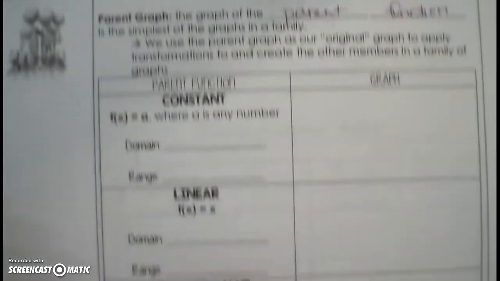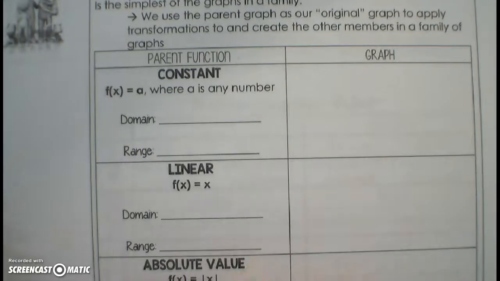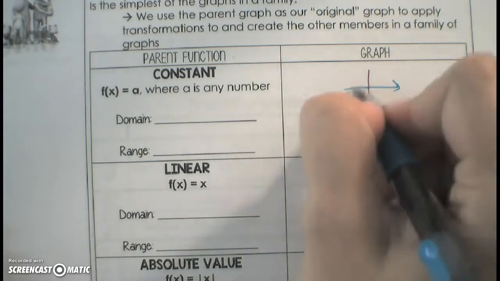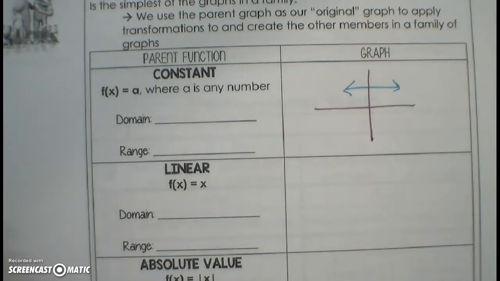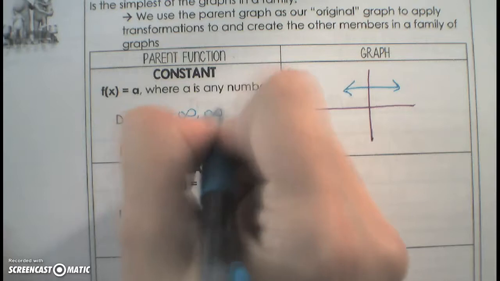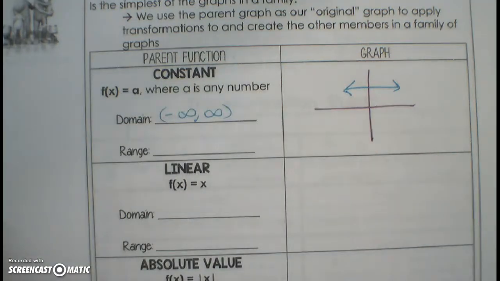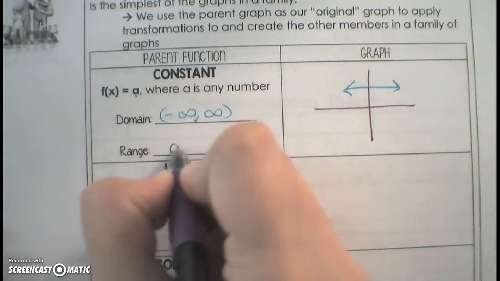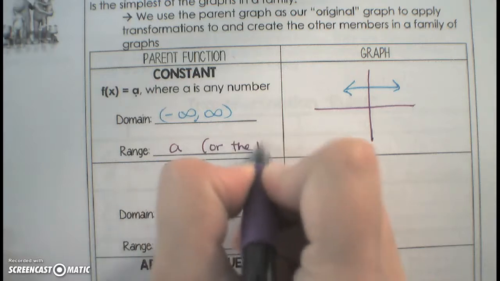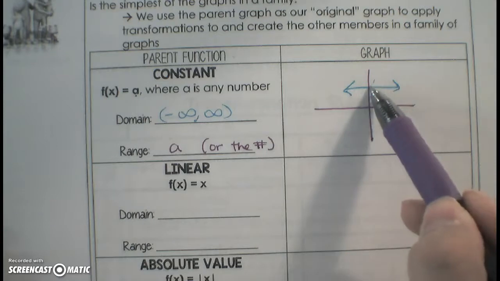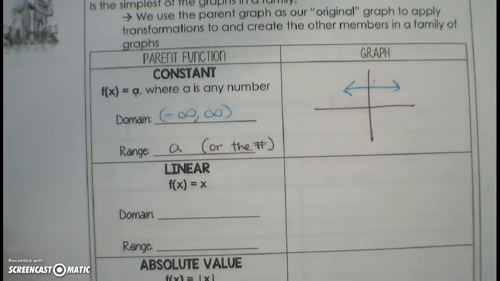So let's go ahead and take a look at some of the different types of parent functions. We have what's called the constant, where it's just a number, and we know just a number is going to form a graph that would look like that. So what is its domain? Well, its domain from left to right is negative infinity to positive infinity. Its range is whatever a is, whatever the number is. So for example, this looks like it could be at 4, so it would be a range of just 4, that number.